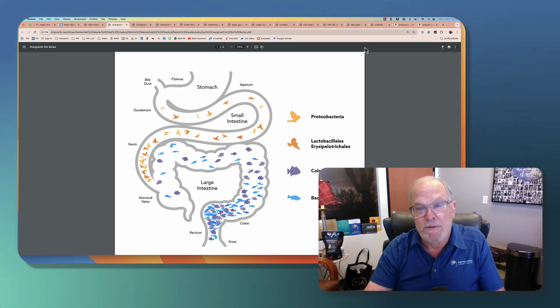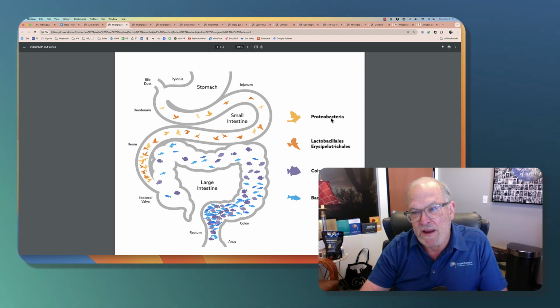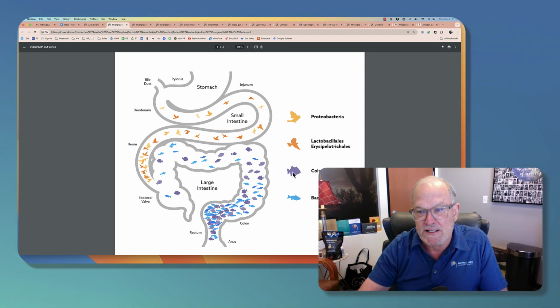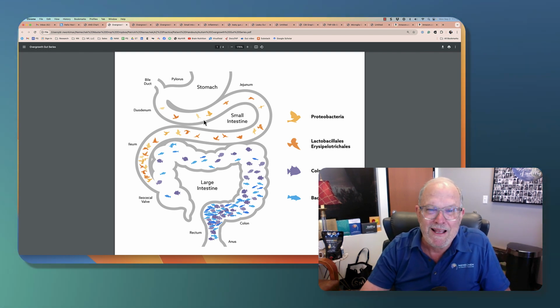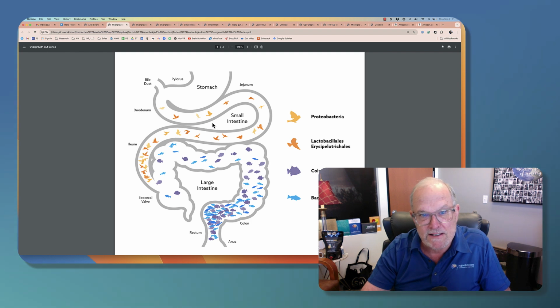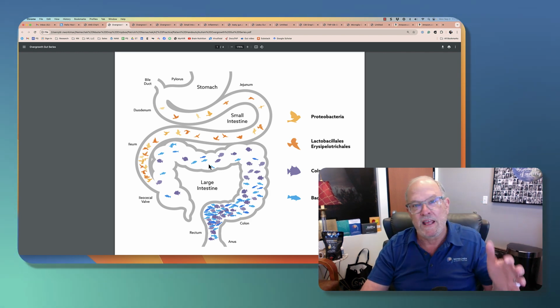And so this slide you see here, this is our normal setup. We have these families of bacteria that live in the small intestine. These guys live in the large intestine. Now the ratio isn't really correctly shown here. It's almost sterile in the small intestine. For every one bacteria here, you have 100 million in the colon. All right, so that's normal.